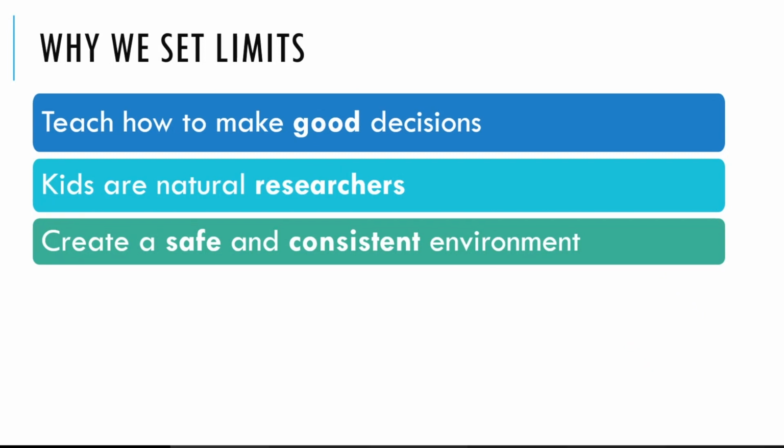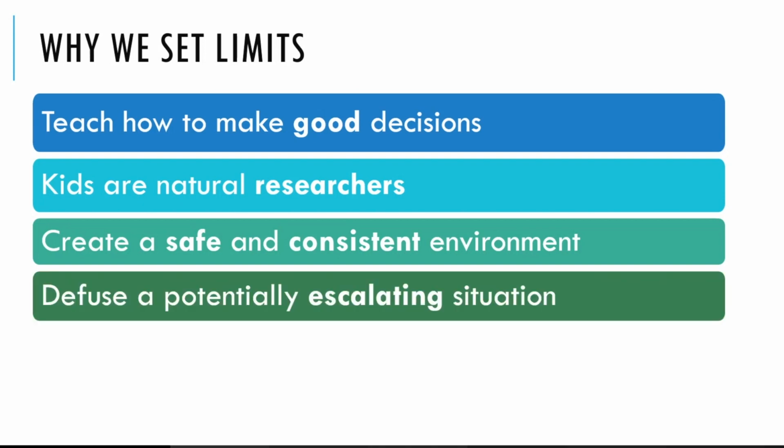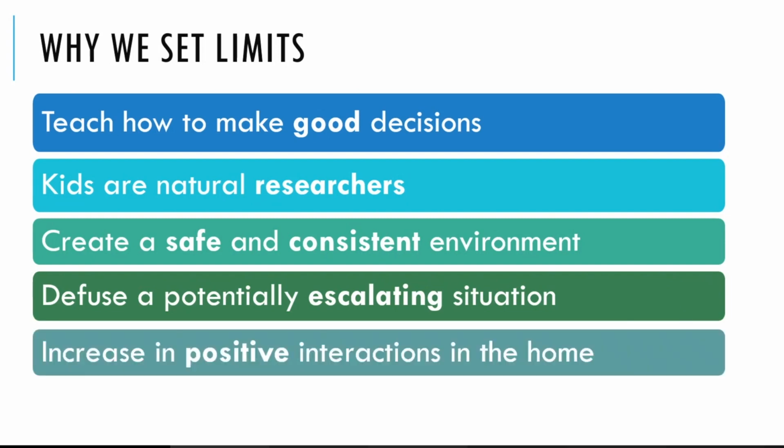Create a safe and consistent environment. You need to set those boundaries. Boundaries must be in place to keep all individuals safe and predictable. Children look for those boundaries. You want to be able to diffuse a potentially escalating situation. Make sure you have healthy disagreements without anger. That's what they need to see.